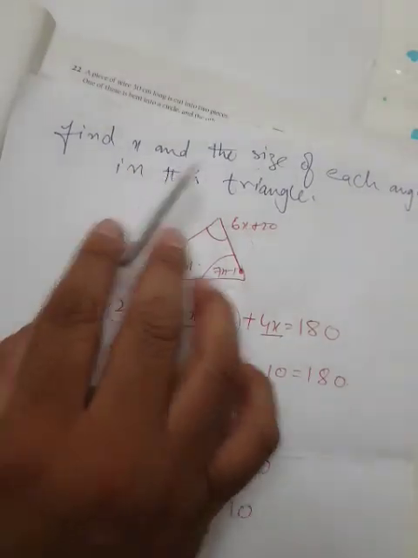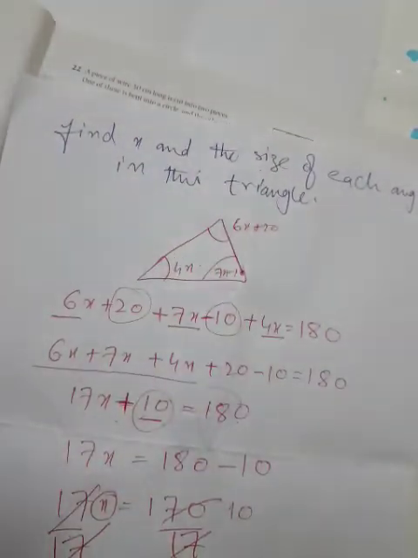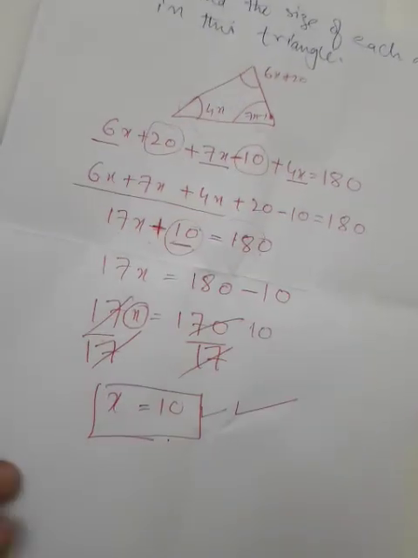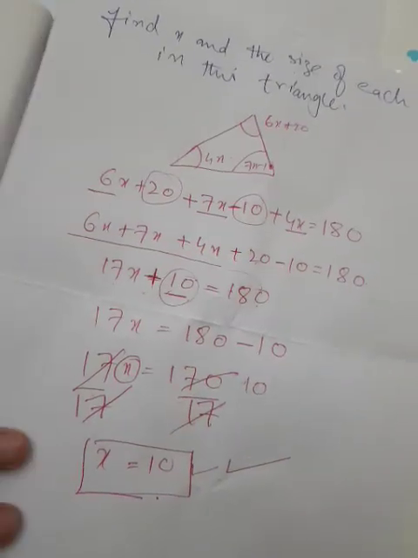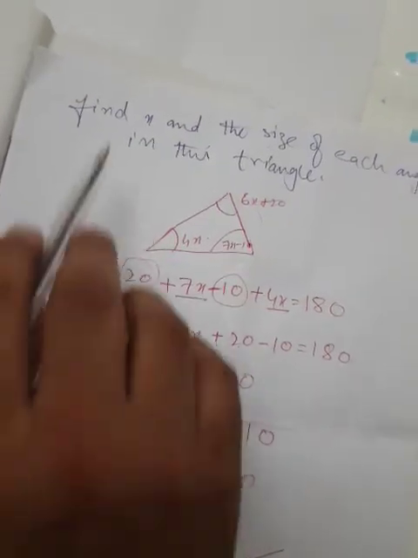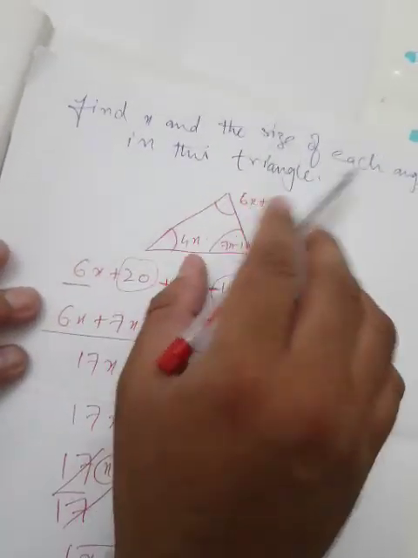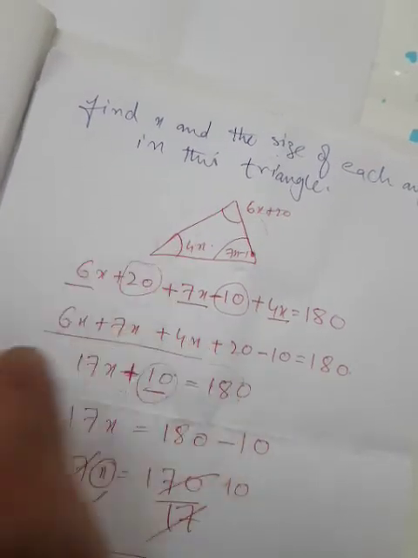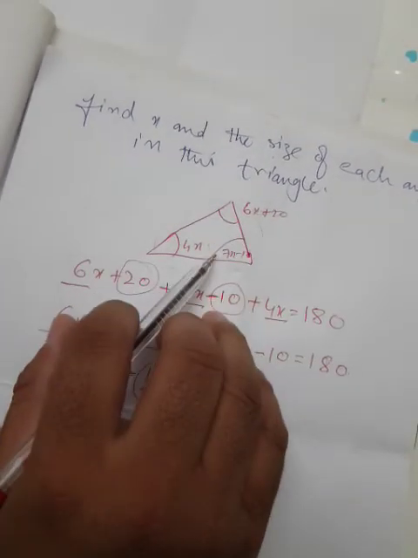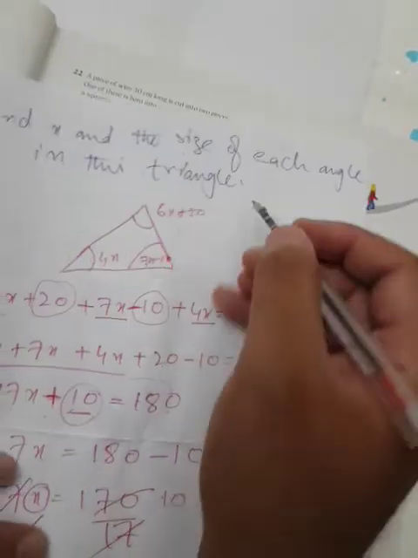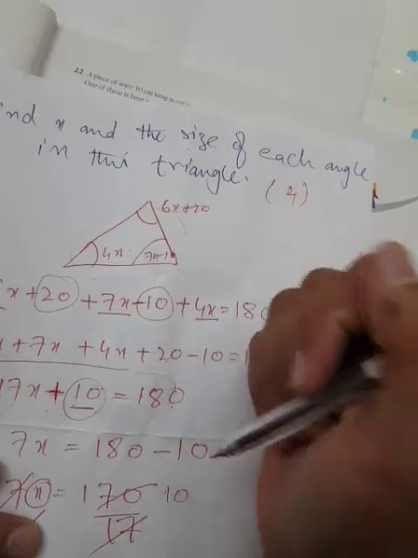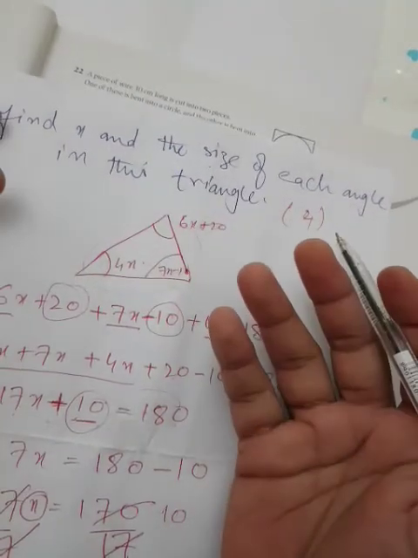They said find x and the size of each angle in this triangle. Now most of the students do what? They say yes, I got my answer, finish, end of question. But this is not the end of the question. Look at the question again. It says find x and the size of each angle in this triangle. So I understand that the x value is 10. But did I find the value of each angle here? No, I didn't. So if this question is of 2 marks, you will get only 1. If this question is of 4 marks, you will get only 2. Because then you are not solving the rest of the question.